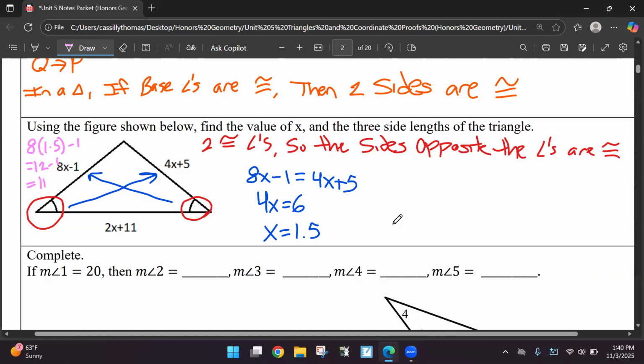I don't even need to do any real math on this one because I already know the next side needs to equal 11. But if we wanted to confirm that, we're just going to say 4 times 1.5 plus 5. 4 times 1.5 is 6, so this equals 6 plus 5, which of course gives us 11. And then the last one gives us 3 plus 11, which of course is 14. And that's all we have to do there.